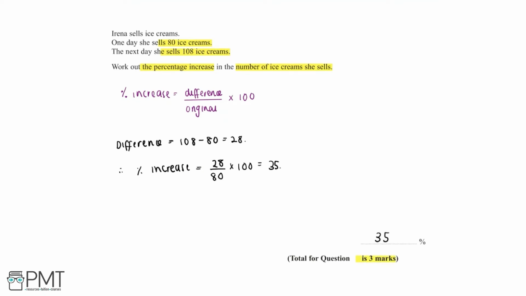We get the first mark for finding that the difference is equal to 108 take away 80, which is equal to 28. We get the second mark for a process to find the percentage increase by doing 28 divided by 80, all multiplied by 100. And finally, we get the third mark for the correct answer, that the percentage increase in the number of ice creams that she sells is equal to 35%. And so we've now achieved the full 3 marks needed in this question.